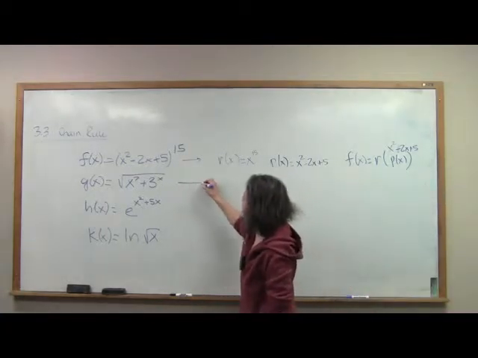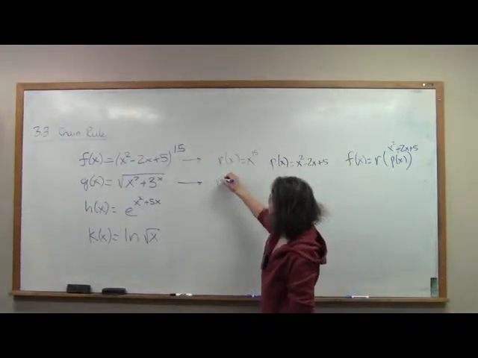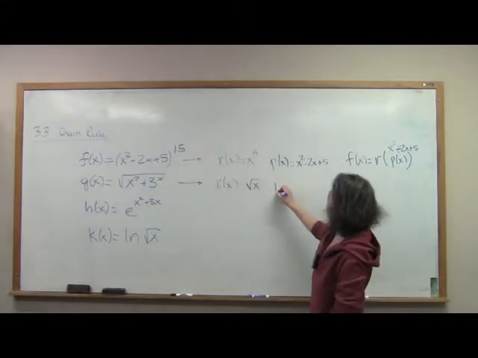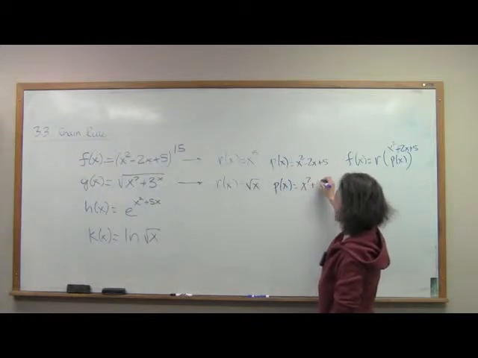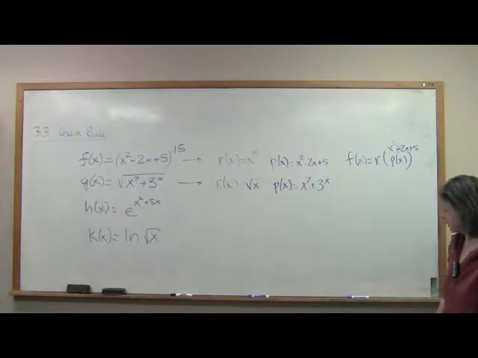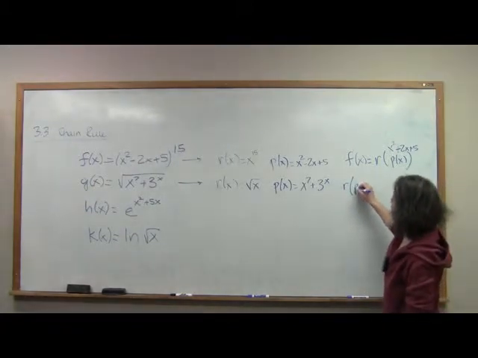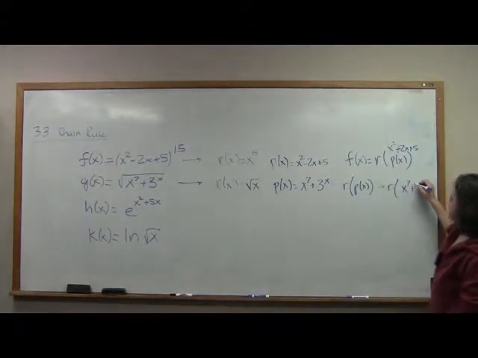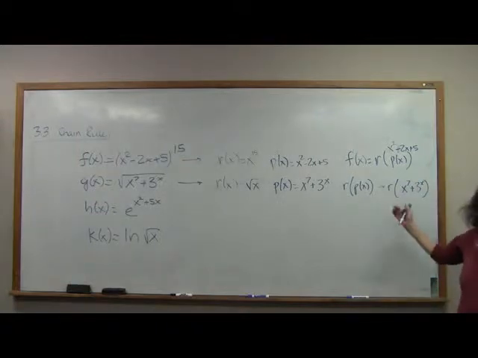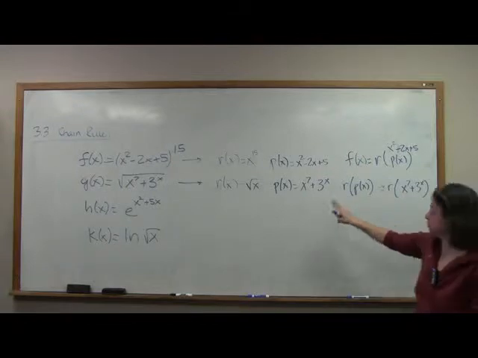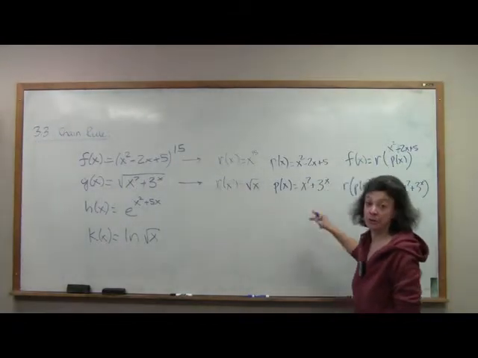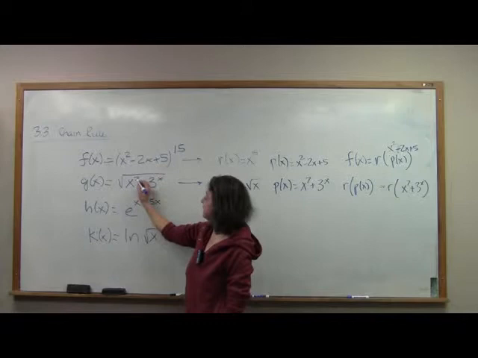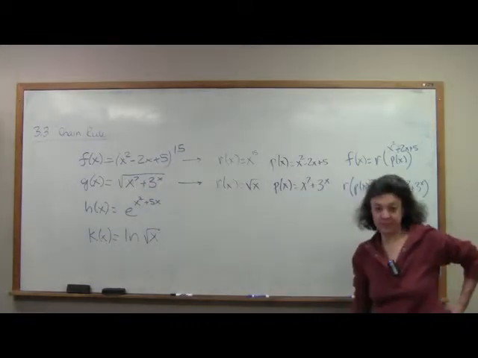Let me show you how this translates over here. I claim that in this case r of x would be the square root of x, that this would be my outer function, and that my p of x would be x to the 7th plus 3 to the x power. Again, this is r of p of x. In other words, it's r of x to the 7th plus 3 to the x power. What does it mean to compute r of this? It means everywhere where we see an x in our function r, we're going to plug in x to the 7th plus 3 to the x. So again, this is my inner function and the square root is my outer function.